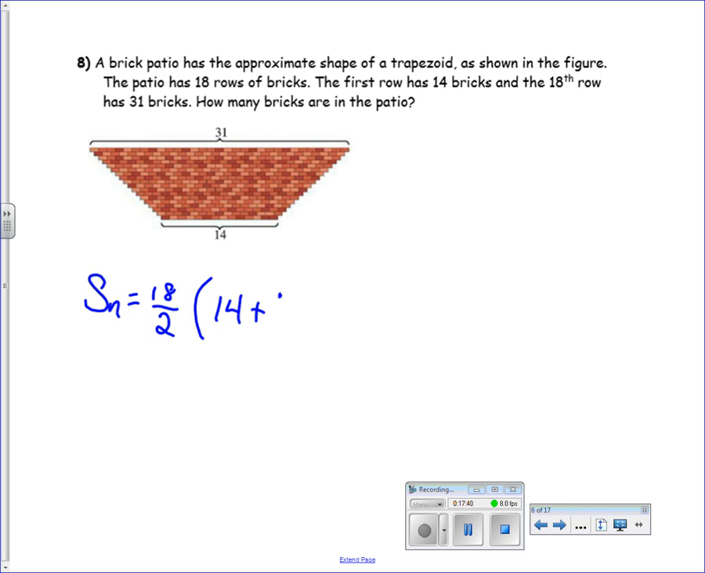I love this one because it's a plug and chug kind of one. And so we just have to do what 31 plus 14 is. So what would that be? 45. And then 18 divided by 2 is 9. So I'm really doing 9 times 45. And then that's going to end up giving me my answer. So what would be my answer? A big number, but not really that big. And so 405.